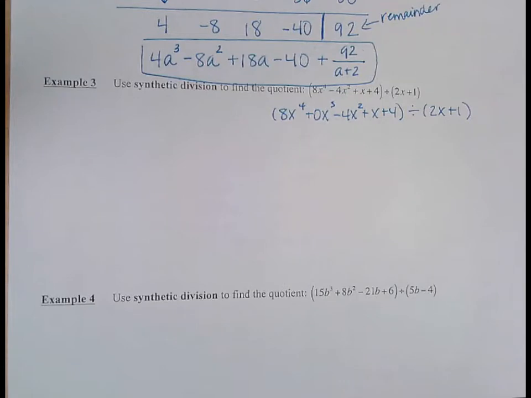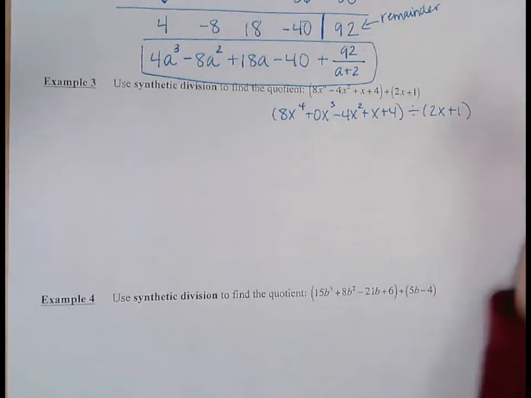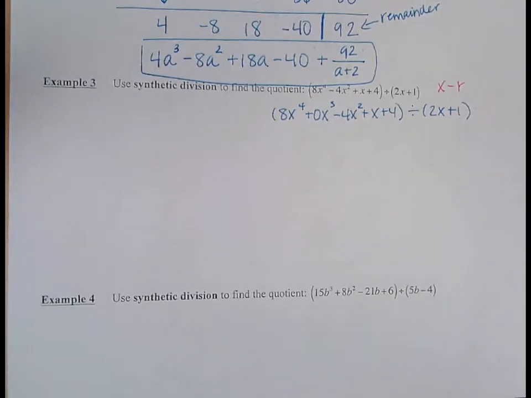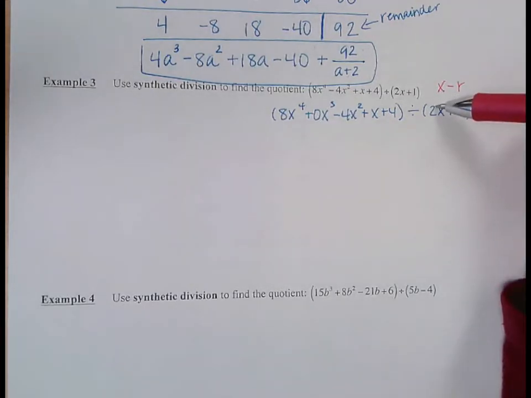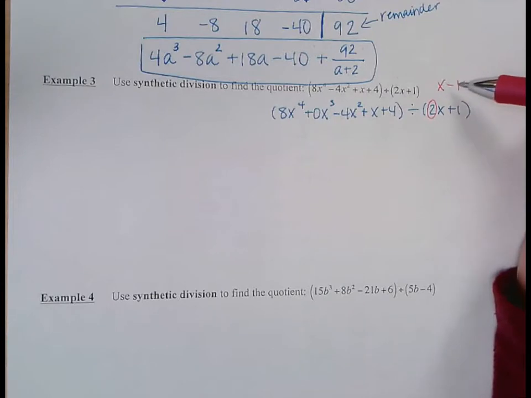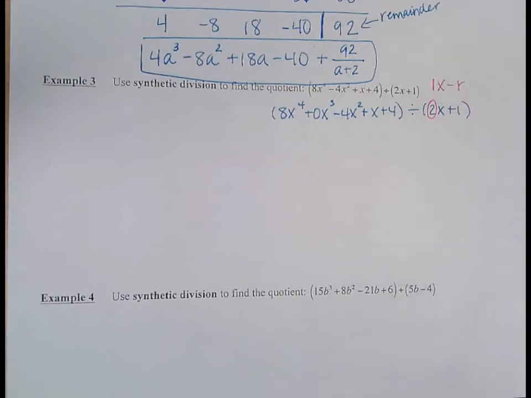What is different about this one is look at your divisor. The divisor has to be in the form x minus r. The r value here is not -1 because there is a 2 in front of the x. In the x minus r form, the number in front of the x should just be a 1. There shouldn't be a different coefficient in front of x.